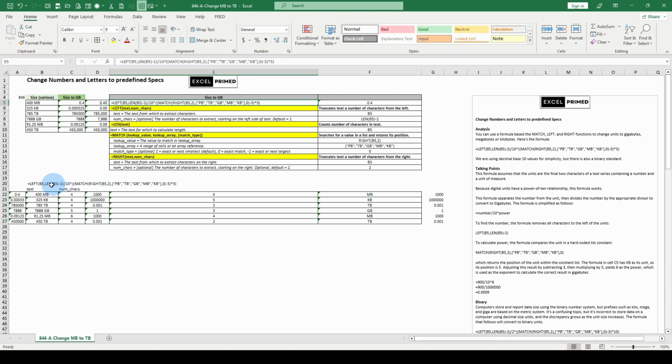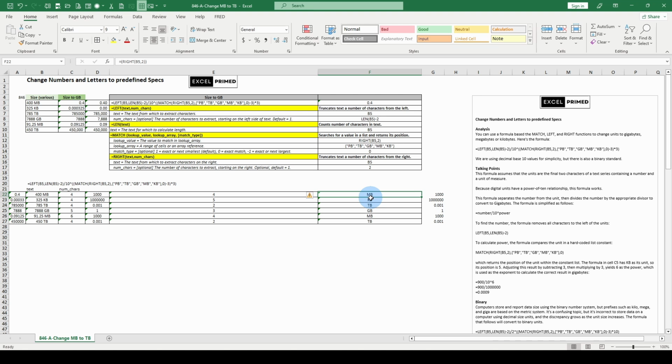Here is the breakdown. Here is the formula across here. And we're going to break it down right to left. If we look here, I'm going to try to break this down so you can understand it. Here, we just have this RIGHT function. See right here? We have this RIGHT function. RIGHT B5. B5 is 400 MB. Just capture the first two characters.